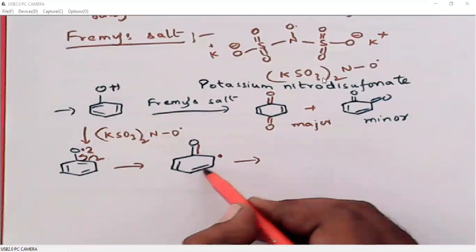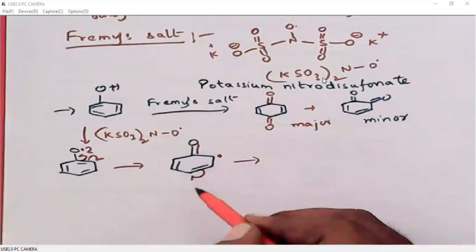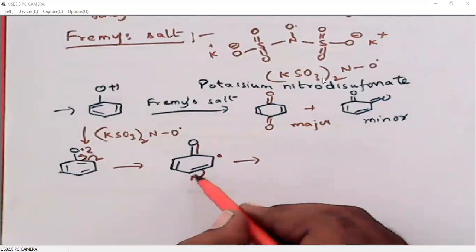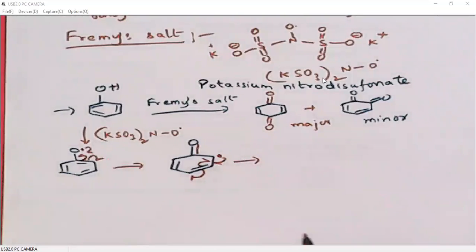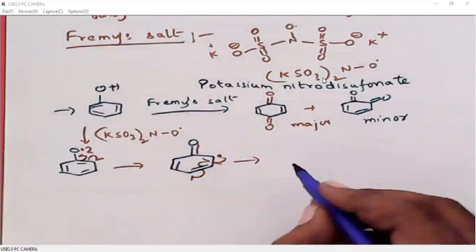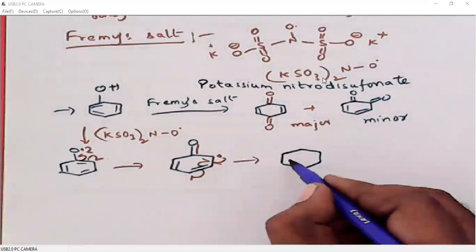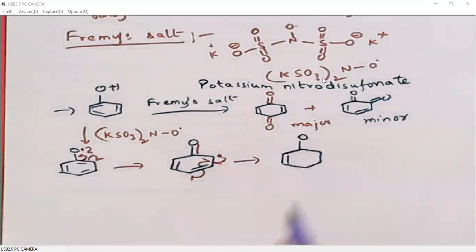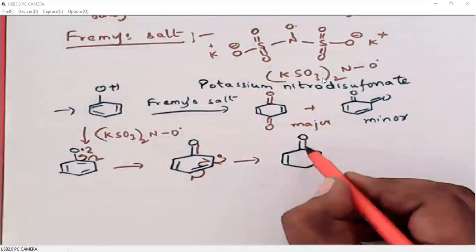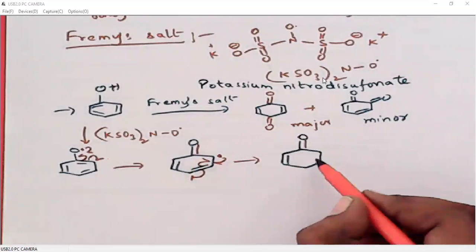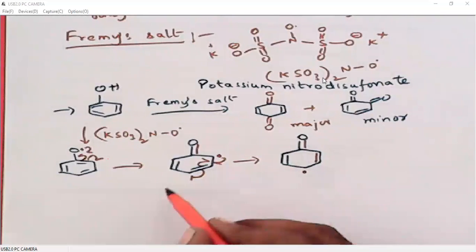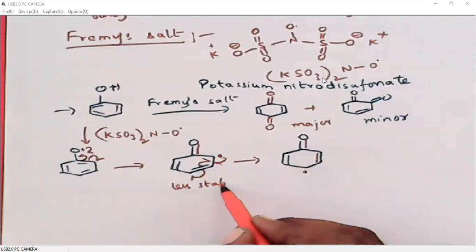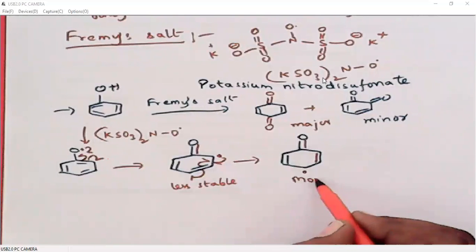So this double bond will also undergo homolytic cleavage. One electron will polarize towards this, another electron towards this, so that it generates a double bond here. This is an unperturbed double bond, oxygen is there. This is the double bond generated in the first step, this is the double bond generated in the second step, and this is less stable compared to this. This is more stable.